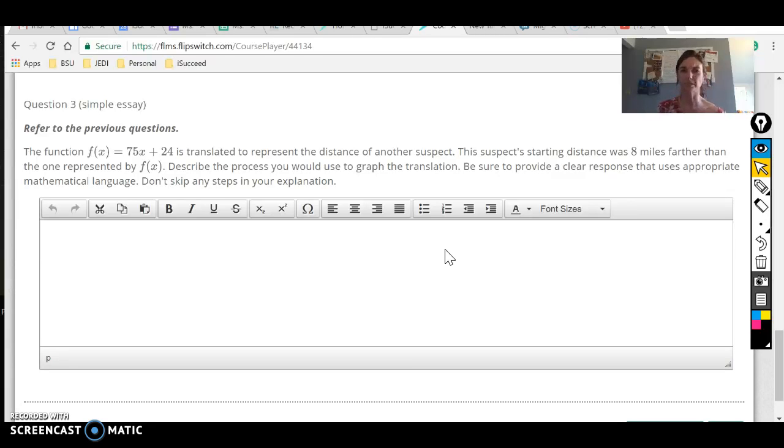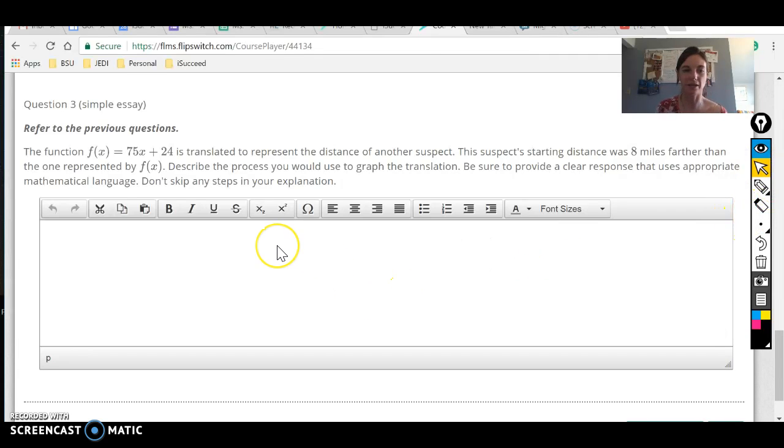So, we're told that this is a vertical translation, and all we know is that it's 8 miles further away. Well, our starting point was 24 miles away, so 8 miles further than that is 32 miles away. We don't know anything about the slope other than it's going to be the same. So I guess we do know quite a bit, but they don't say that the slope has changed. They just say that it's 8 miles further away.